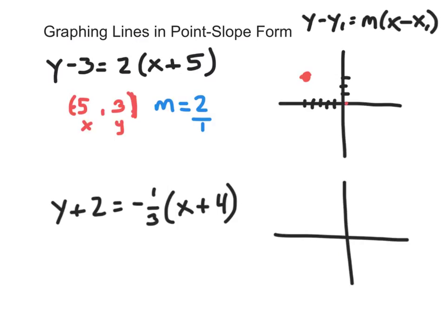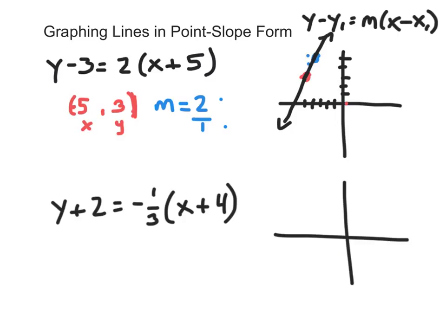Now from that point we're going to use our slope. Our slope is 2 over 1, which means rise 2 and run 1. So we're going to rise 2 units. We have to go up 2. Up 2 and right 1. So we're going to get that point right in here. A little bit hard on this graph here. And that is how we find our line.